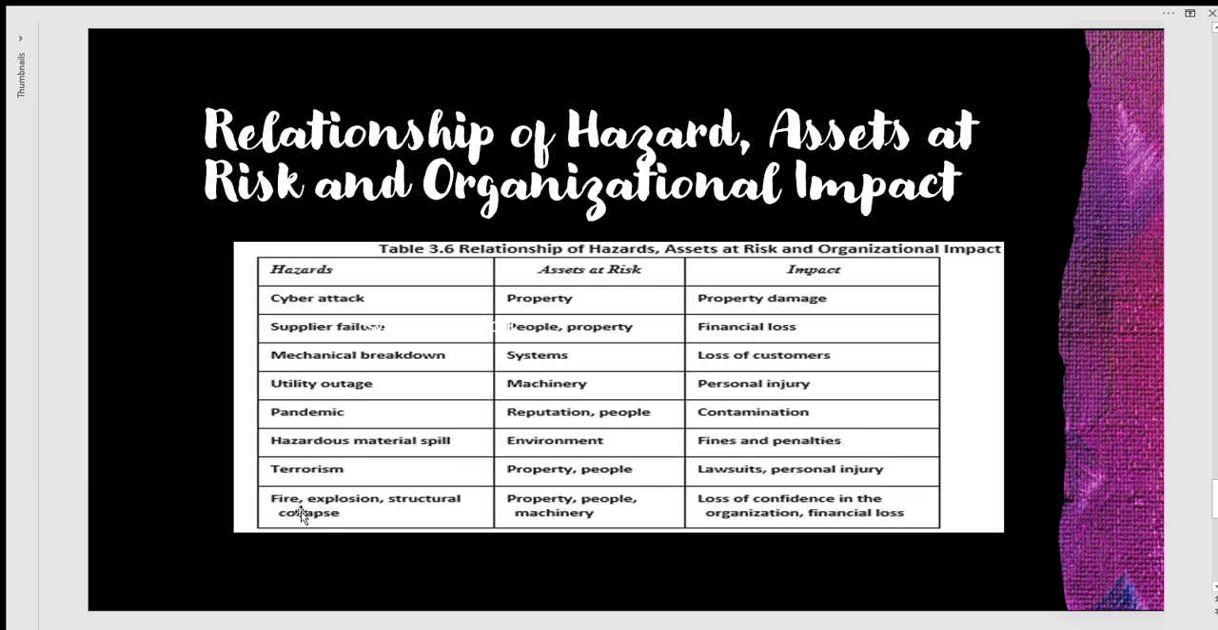Kasi, pag sinabi nating lalo na to, structural collapse, lahat talaga maapektuhan. Mahirap mag-start, ganun. That's why you tend to lose confidence in your business or organization if that happens.